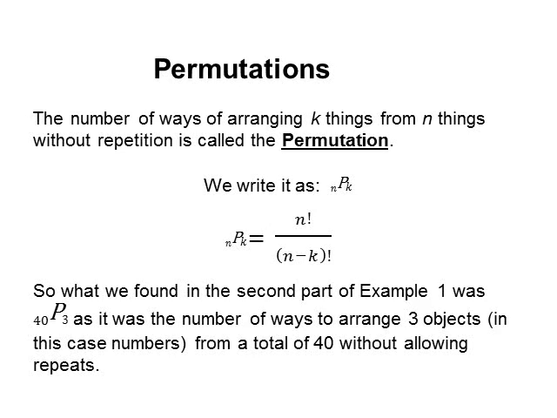If we refer back to the second part of example 1, then it turns out what we found was 40P3, as it was the number of ways of arranging 3 objects, in this case numbers, from a total of 40 without allowing repeats.